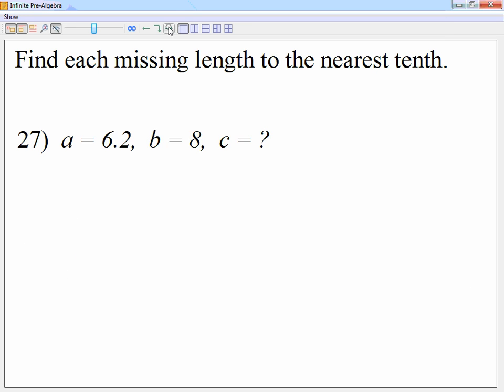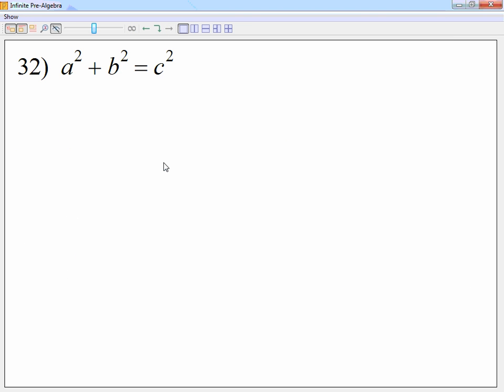Now on 32, I just wrote down the formula: a squared plus b squared equals c squared, just to remind you what the formula is. You don't have to solve 32. I just added the formula there. It's not a question for you to solve, it's for you to have the formula. That's all it is. Any questions?